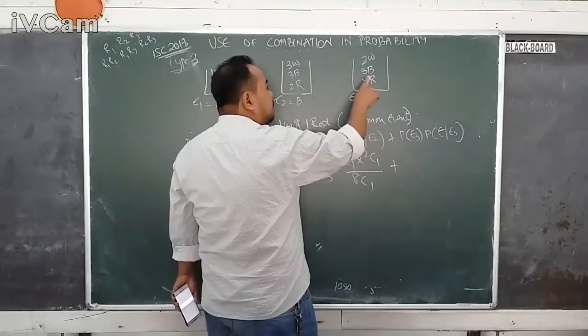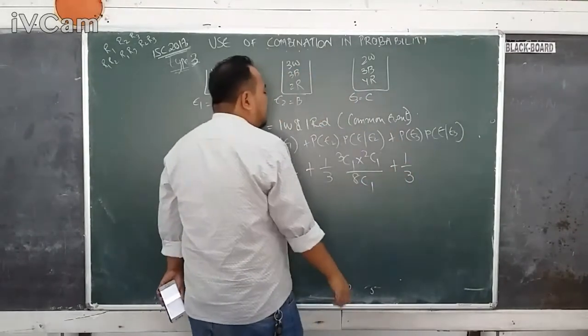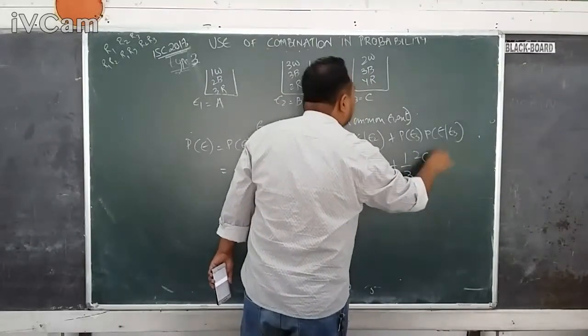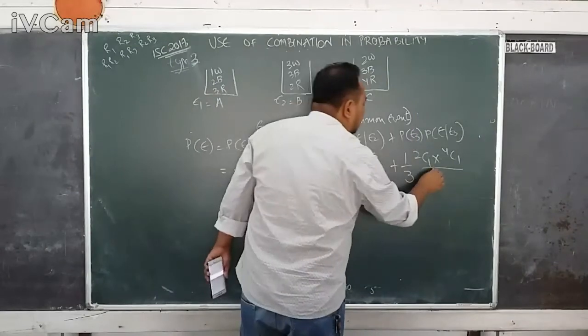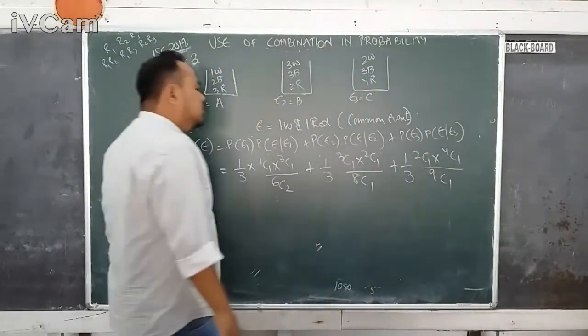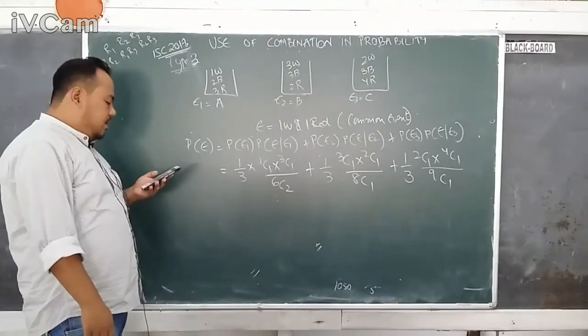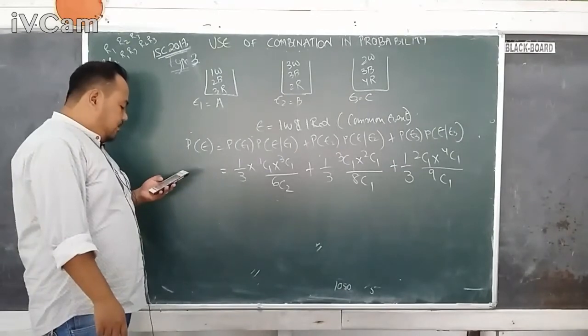And finally probability of E3. Out of 3 bags, the probability of selecting the third bag is also 1 by 3, into 1 red and 1 white. 1 white, how many whites are there? 2. So 2C1 into 4C1 divided by 4, 7, 8, 9, that is 9C2. So just putting in the values, you are going to get the required answer. So this is how you solve a question on the theorem of total probability.